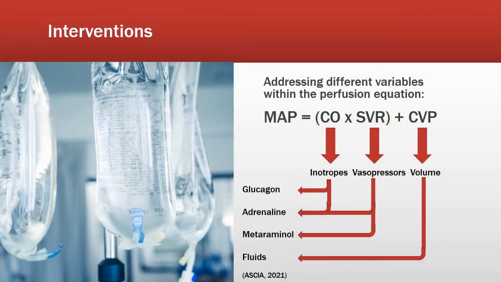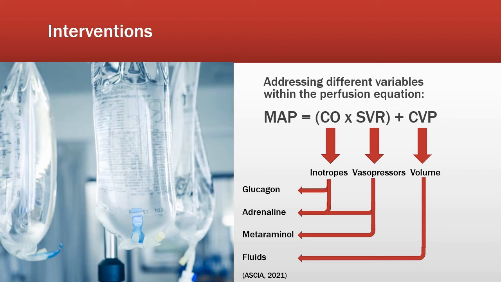So thankfully, we've got a few ways that we can come at this problem. When we think about the perfusion equation, as I'm calling it here, our mean arterial pressure is equal to our cardiac output times our systemic vascular resistance plus our central venous pressure. Each one of these variables is interdependent, and we can affect MAP by changing any of those in isolation.